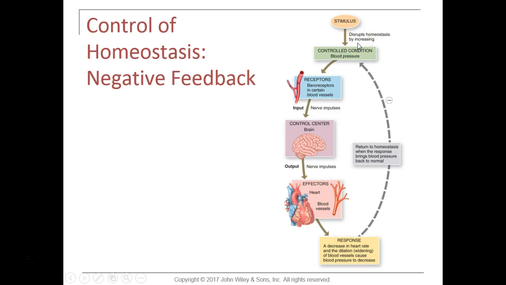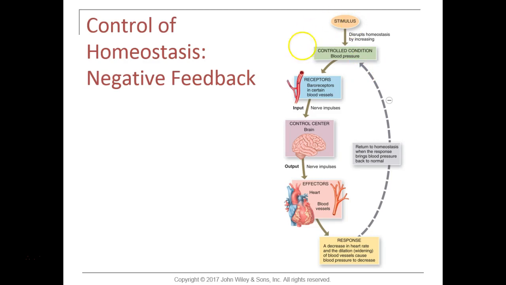So in negative feedback loops, which again, I'll say, are the majority of the loops in the body, we're going to learn two, that's about it. So the majority of all of the loops we're going to learn are negative loops. So the stressor stimulus is going to either increase or decrease the condition, but the response of the loop will be the exact opposite. All right, so let's look at blood pressure for a minute.